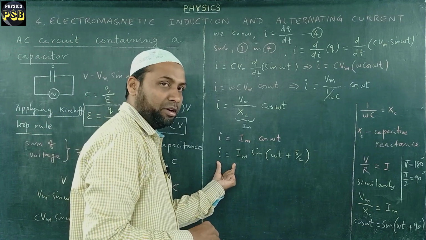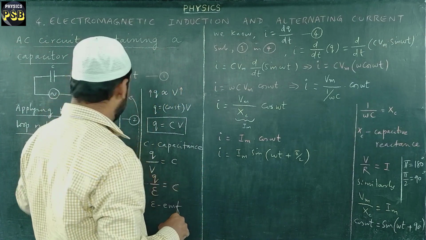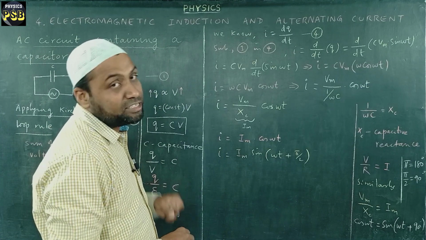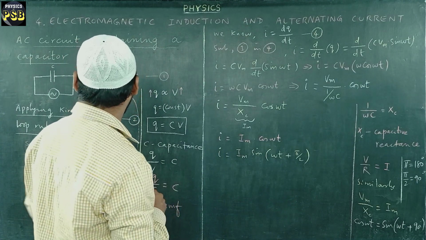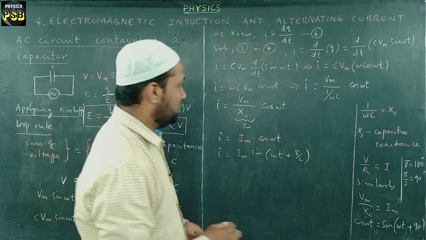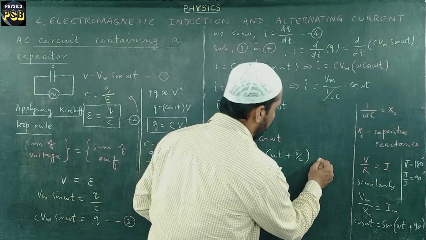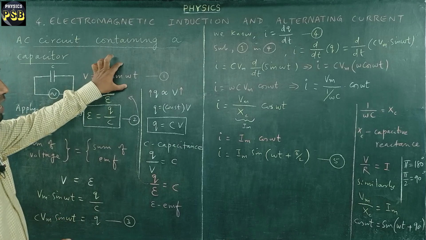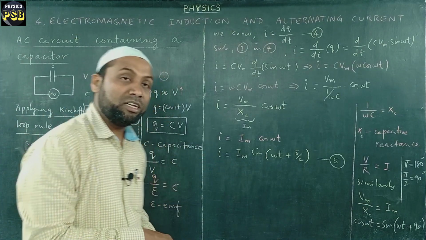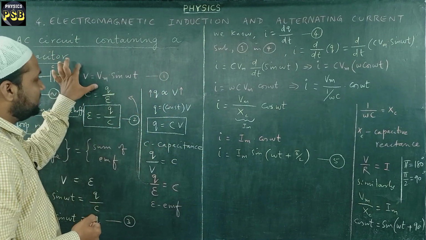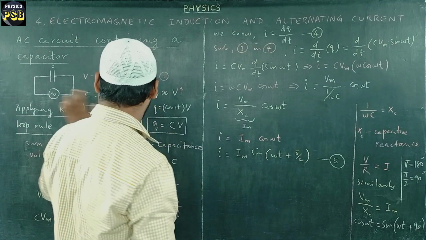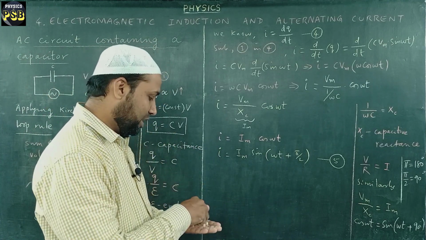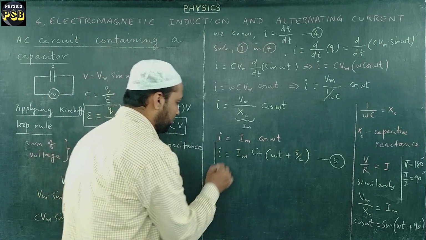instantaneous current in this AC circuit, which contains only a capacitor. This is taken as equation number 5. So equation 1 and equation 5 represent the instantaneous voltage and the instantaneous current in the given circuit. Clear? Now I box this for better visibility.